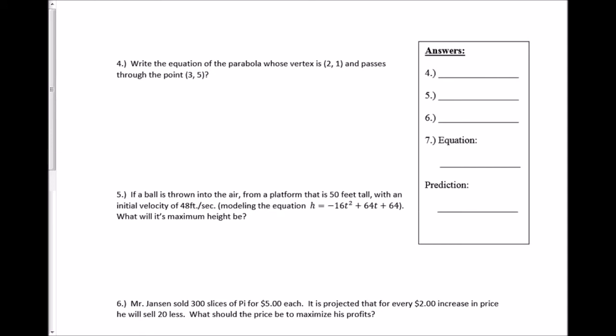And number 4, we want to write the equation of the parabola whose vertex is 2, 1 and passes through the point 3, 5. And for this one, I'm just going to write it in vertex form, just because that's the easiest thing to do. All right. So the two things I need in vertex form are the vertex and the a value. The vertex is 2, 1, that's given to me.